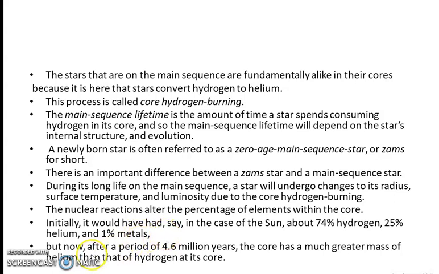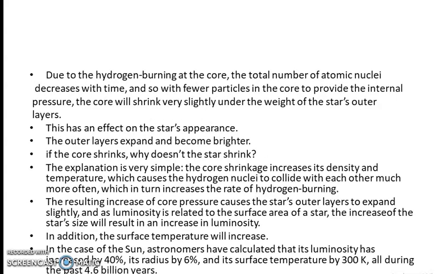But now the Sun has already completed 4.6 billion years on the main sequence. And the core has a much greater mass of helium than that of hydrogen. Initially the core was 74% hydrogen, but now the percentage of helium is much greater than that of hydrogen because most of the hydrogen is converted into helium in our Sun.